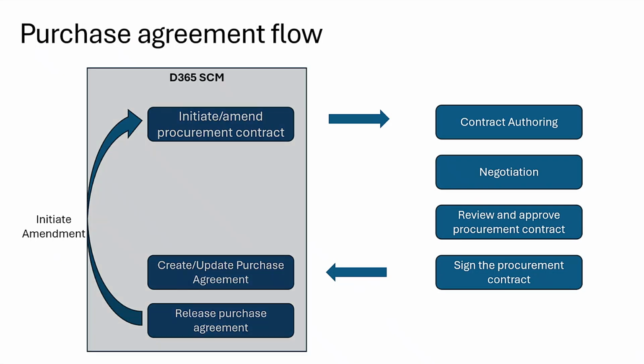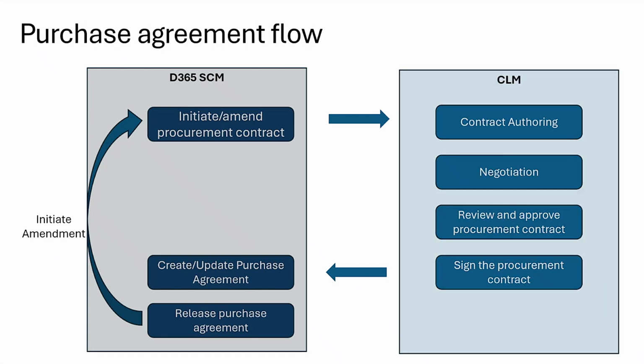In this flow, the details in this block are managed in Dynamics 365 supply chain management, and the process of contract authoring, approval, and signing is managed in the external contract lifecycle management solution. The integration between applications ensures that relevant master data is synced between the applications and that contract information flows seamlessly between them. This integration will be discussed later in the presentation by Rishabh and Matthew.